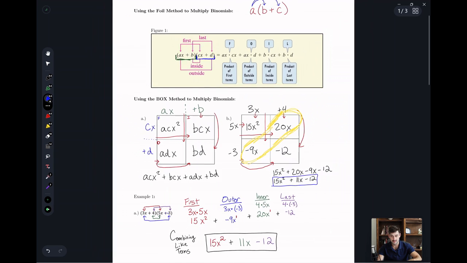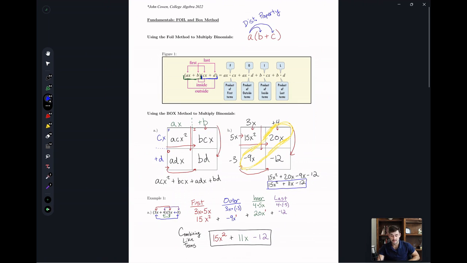Cool. So that is a total rundown of the box method and foiling, which are the two ways we've learned to solve multiplying binomials.